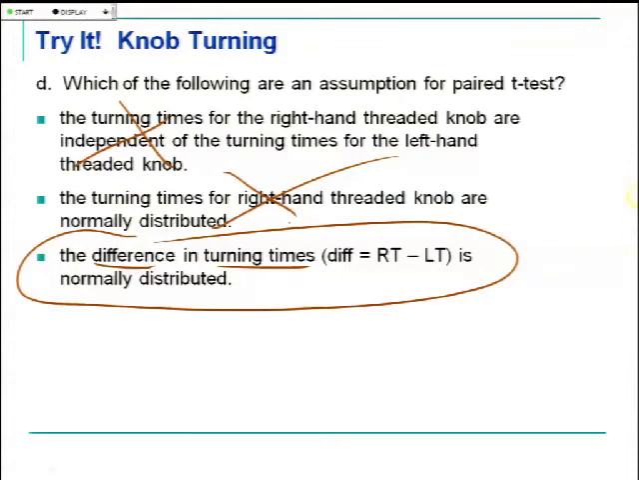Maybe I want to come up with, since right threads are easier, what the average time for right thread knobs would be, and a confidence interval around that X bar value. Well, then I'll check the normality of that set of data, or reflecting that for the population.